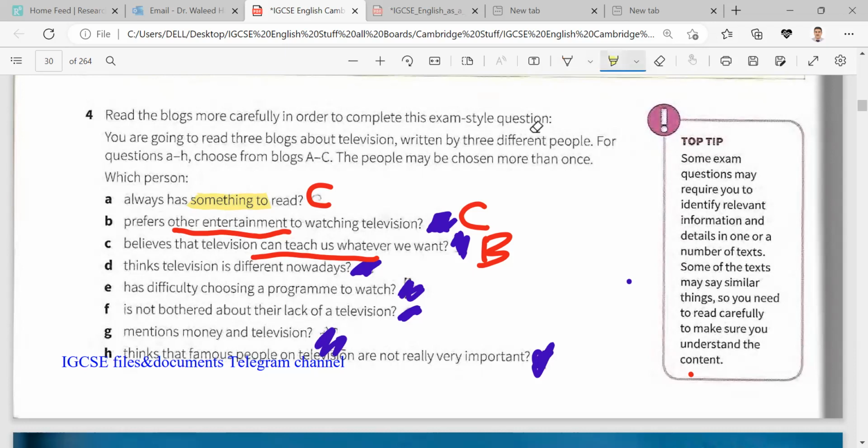What is the keyword? Now different and nowadays. Okay, it would be A. So I think A, yes, exactly. A, perfect, Khalid. So this one A, because A is complaining about the TV programs, right? Perfect. So E.